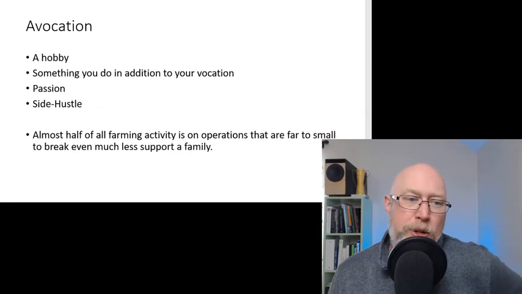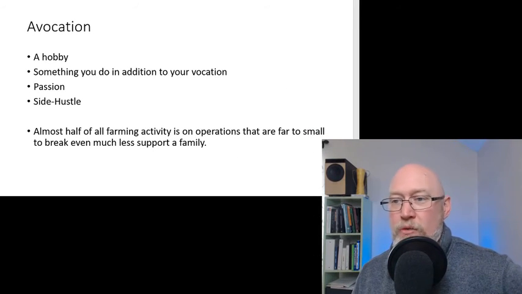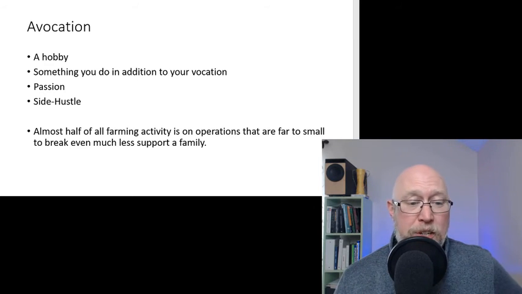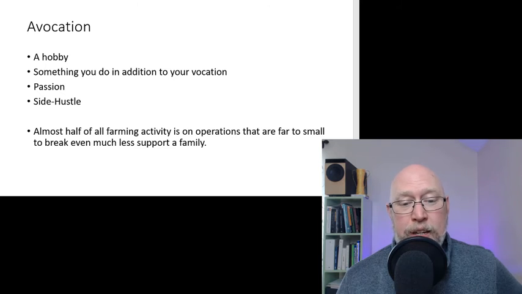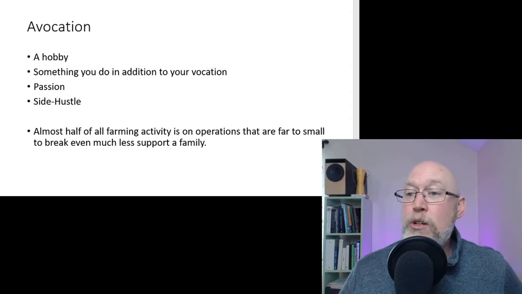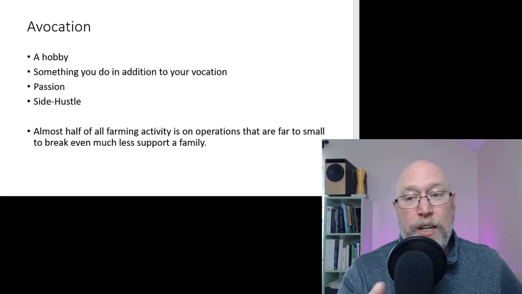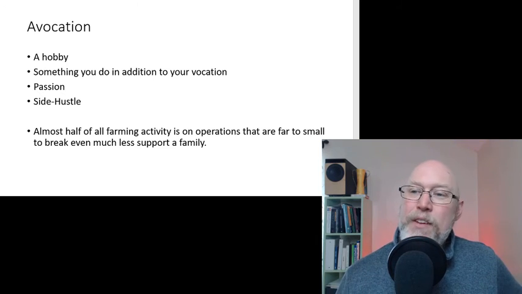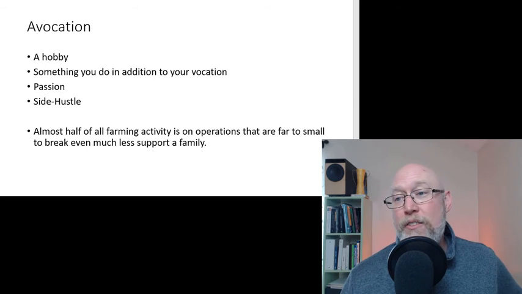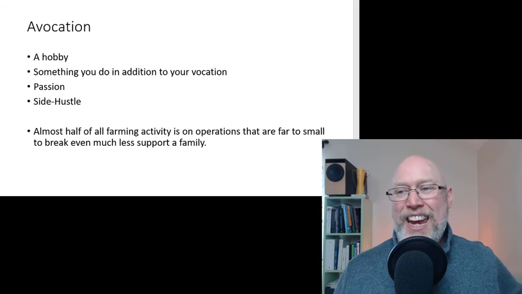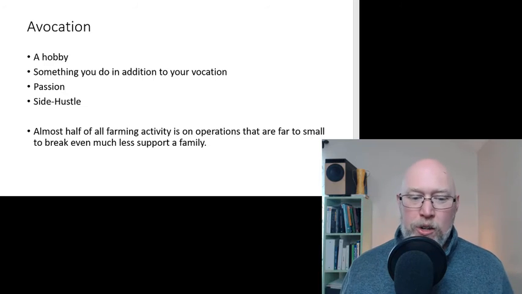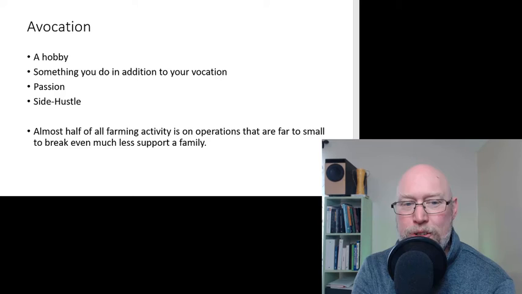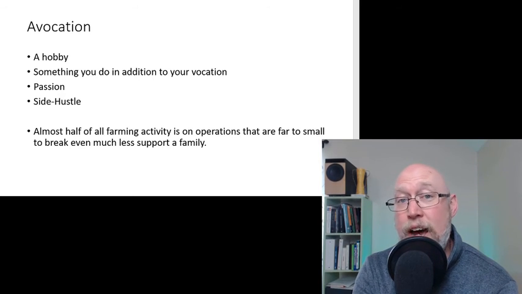So let's define a term. This is the word avocation, or maybe it's pronounced avocation. It really doesn't matter. Basically, if you look up a dictionary definition, you're going to get that it is a hobby, something that you do in addition to your vocation, something that you do because you're passionate about it. And if it generates revenue, we have a fancy new buzzword for this. We call it a side hustle. So the reality of this class is it is a class about agriculture, about farming as a side hustle.